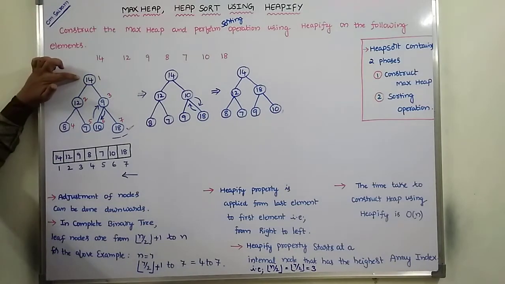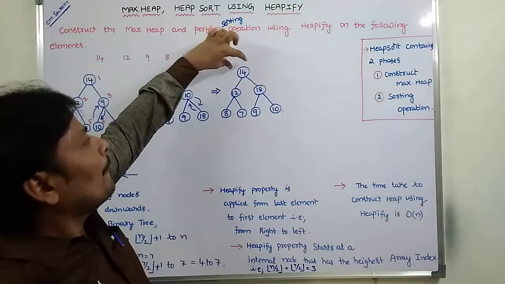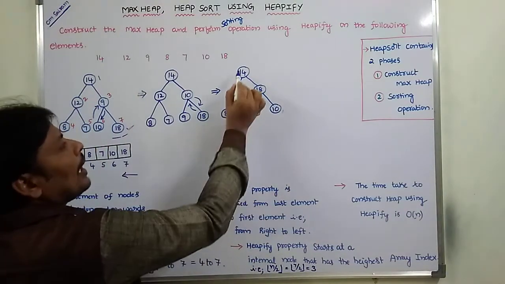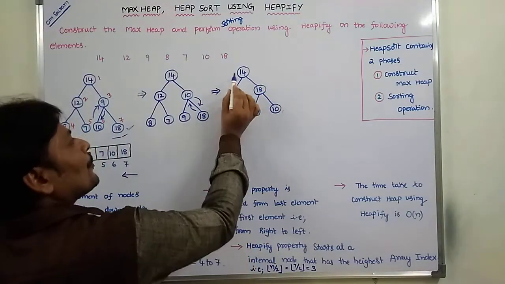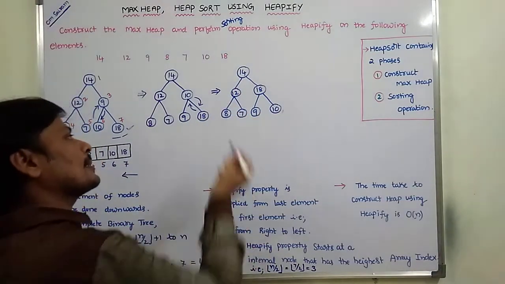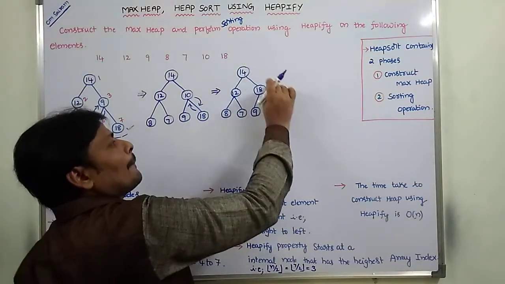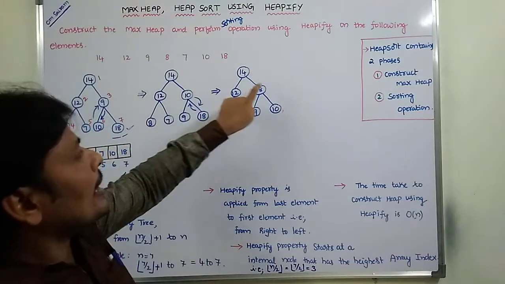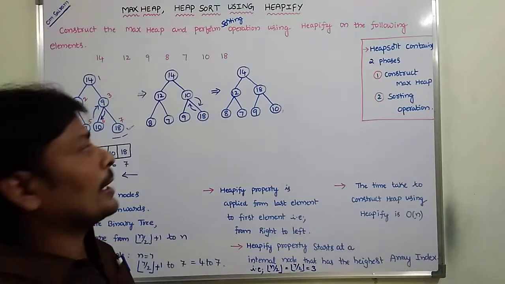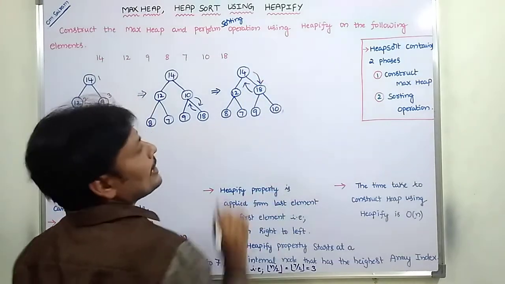So after this node is completed, next we go to this node. Now 14. 12 and 18 have the parent 14. So 14 has two children, one is 12 and another one is 18. 14 is compared with 12. 14 is greater than 12, so it satisfies the maximum heap property. Next 14 is compared with 18. Is 14 greater than 18? False. It does not satisfy the maximum heap property. So swappings can be done between these two nodes.